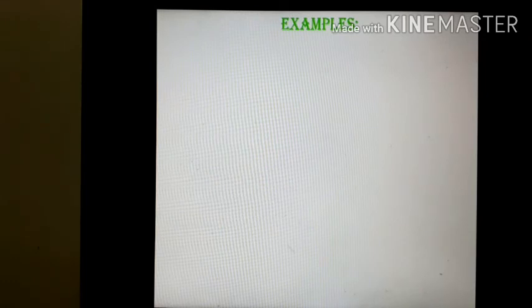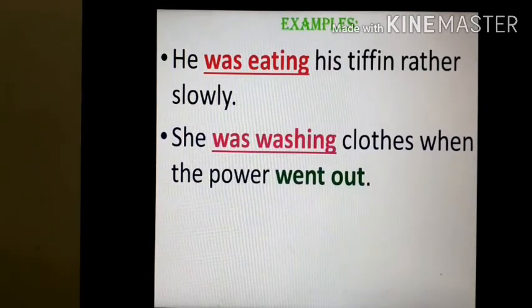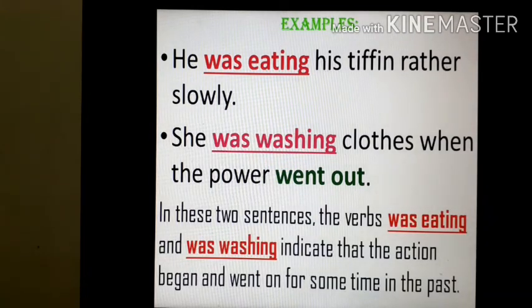Let's see some more examples. He was eating his tiffin rather slowly. Was eating is an example of past continuous tense. Let's see the second example. She was washing clothes when the power went out. So here, was eating and was washing are past continuous. In these two sentences, the verbs was eating and was washing indicate that the action began and went on for some time in the past.